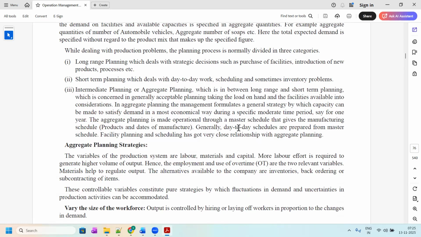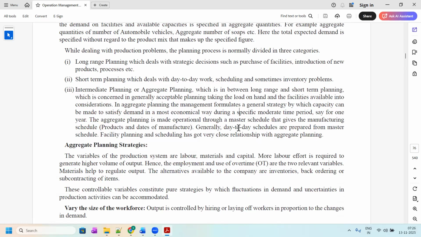And when we are focused on working capital management, companies normally, instead of focusing on short term or long term planning, focus more on aggregate planning, where the objective of the company is to balance the available resources, their workers and machines, with the demand in such a way that they can create a master schedule which lists down what product will be made and when. Then day to day schedules are created from that master schedule, and it is closely observed and can be closely linked with facility planning and scheduling.